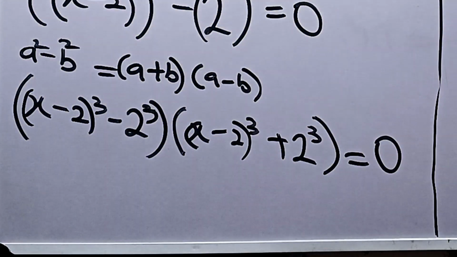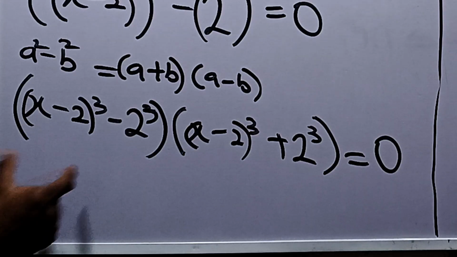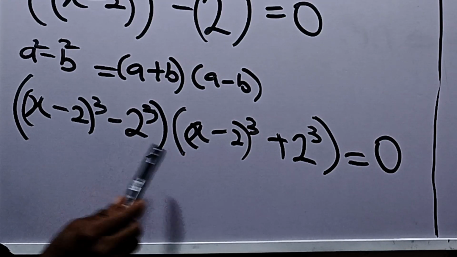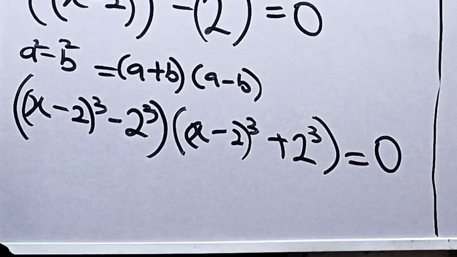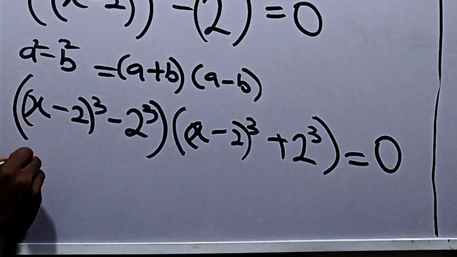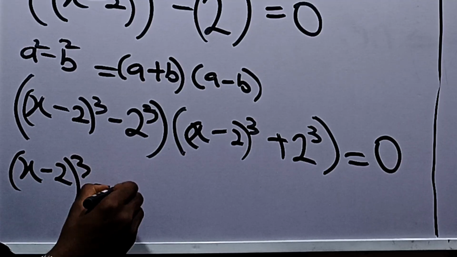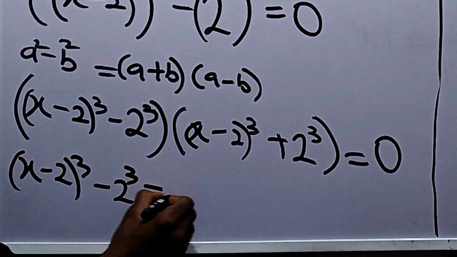Now, continuing from here, you can see that the product of two things is equal to 0. And when the product of two things is equal to 0, either the first one is equal to 0 or the second one is equal to 0. So for the first one, we can say that this side is equal to 0. So we have (x - 2)^3 - 2^3 = 0.